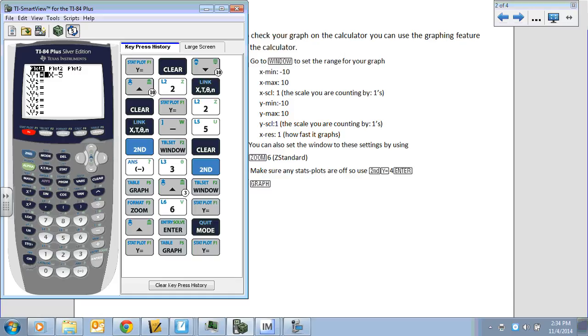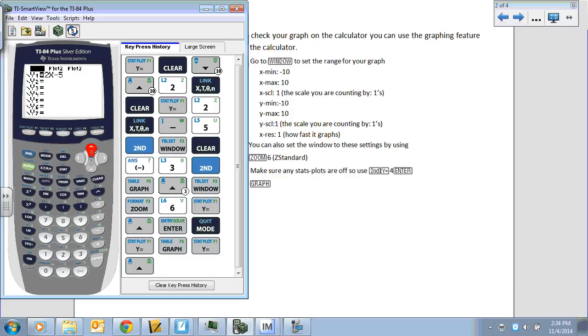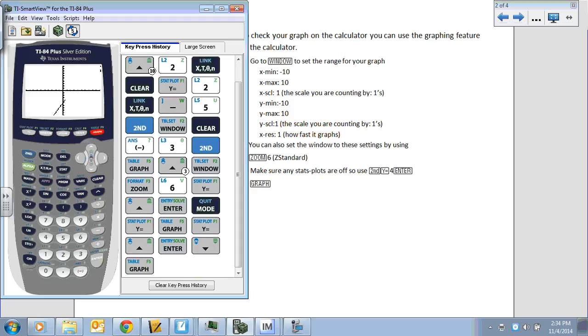So there's a couple of ways you can do it. On your sheet, I have the steps for turning it off. The other way, and this is an upgrade that TI has done, if you cursor up, notice how it's flashing on top of plot 1? If I hit enter, it will shut it off. And then I can hit graph and I get back to the graph there.